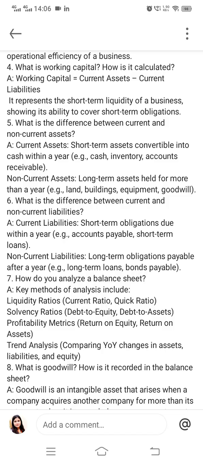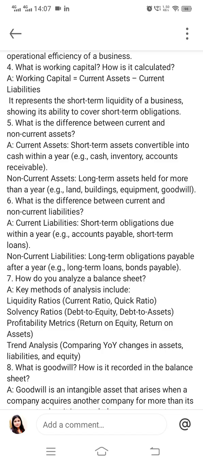Now we will check what working capital is. Working capital equals current assets minus current liabilities. After deducting current liabilities from the current assets, we get the working capital, and it represents the short-term liquidity of a business, showing its ability to cover short-term obligations.